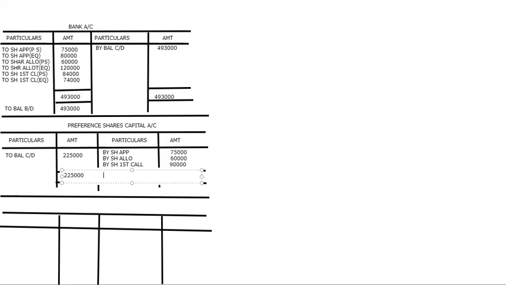This is done. Now as it is, I'm going to draw 2,25,000. Here also 2,25,000. So here now I'm going to call this one as by balance brought down. So amount is 2,25,000. Now preference is also done. Now comes the equity share capital.